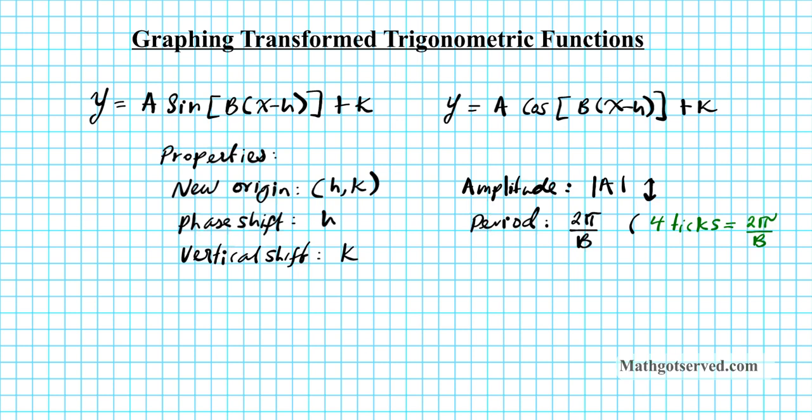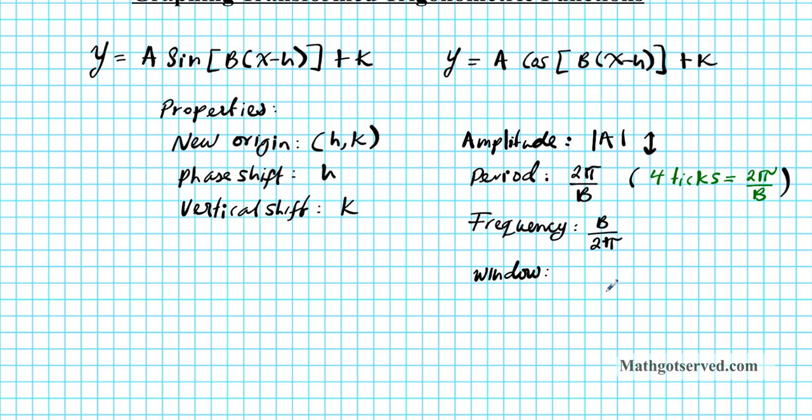The other property you have to state is the frequency. The frequency is basically the reciprocal of your period, and that's given by b over 2 pi. Lastly, before you plot the graph, state the window that your graph is going to be created on. For the window, you start with the new origin (h, k), then go 1 period to the right, plus 2 pi over b, and 1 period to the left, minus 2 pi over b, by the value of your period. Then you go up and down along the y-axis by the value of your amplitude.